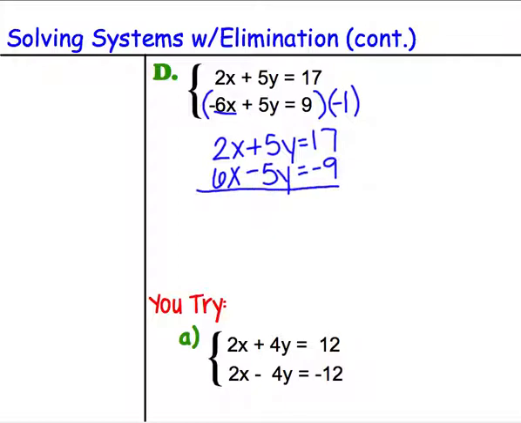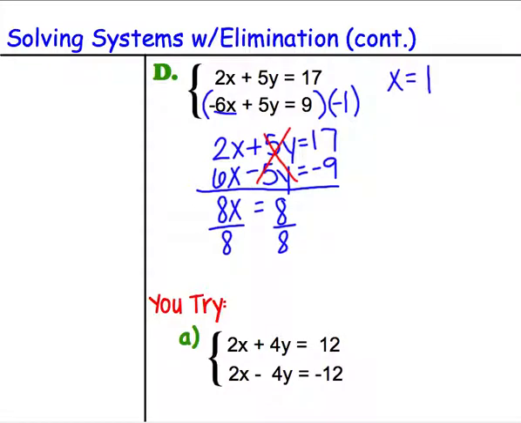So when I add these together, 2x plus 6x is 8x. And 5y minus 5y cancels. And we get 8x, 17 minus 9 gives me 8. Go ahead and divide by 8 on both sides, and I get x equals 1.